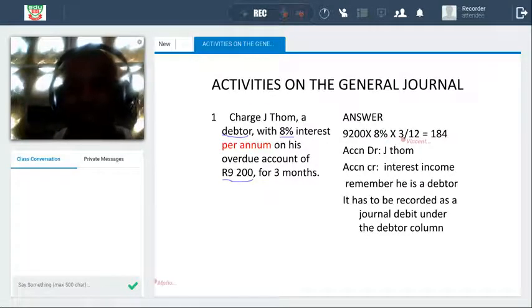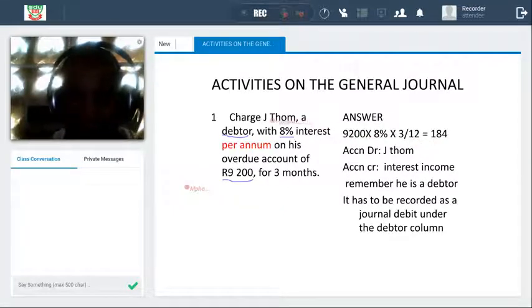We are not just going to use the 3 months. We convert it to per annum. That's 3 out of 12 months. So it gives us 184. So in general, now we have to identify the two accounts concerned: J-Tom and interest on overdue account, or interest income.